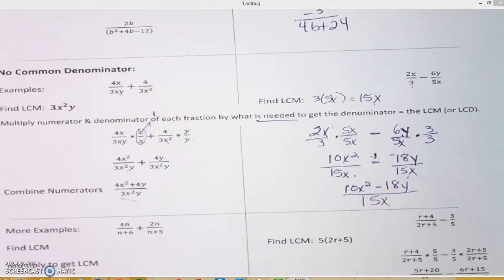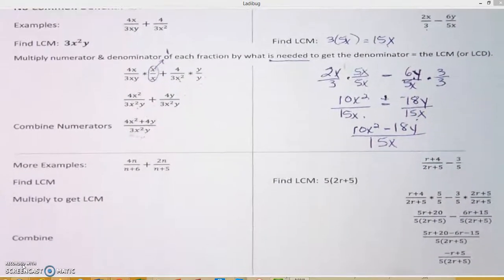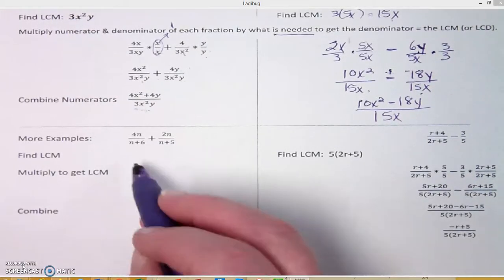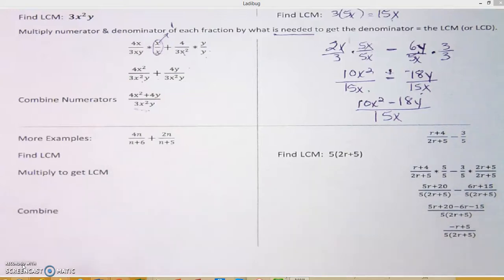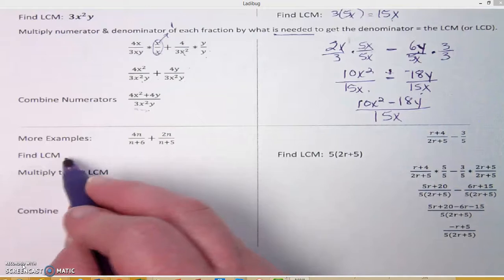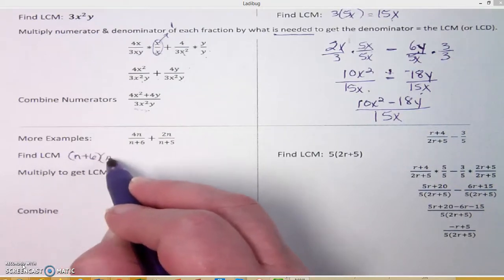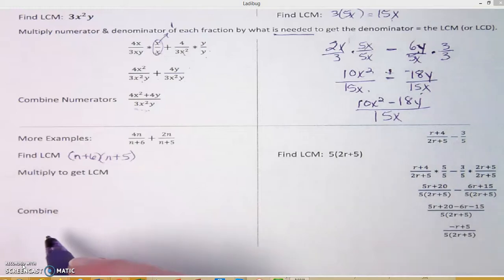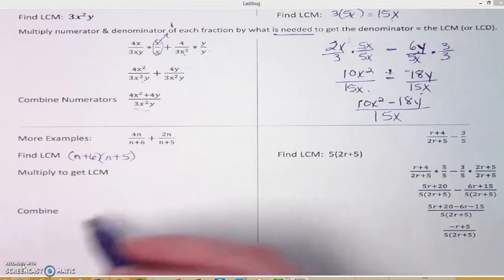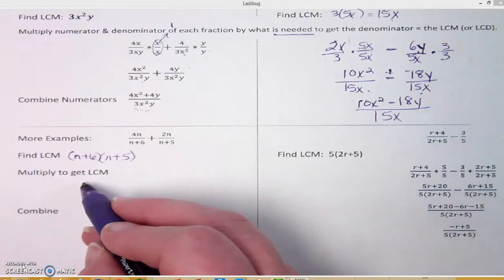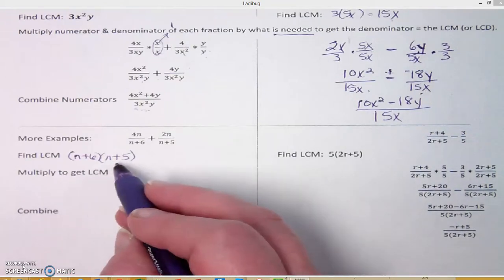At the bottom of the page, I have 4n over n plus 6 plus 2n over n plus 5. So I have two expressions, and they are added to each other, not multiplied, and they really don't have anything in common, so my least common multiple is going to be multiplying these two, n plus 6 times n plus 5. And I do not have to multiply that out. That will be sufficient. I found my least common multiple.